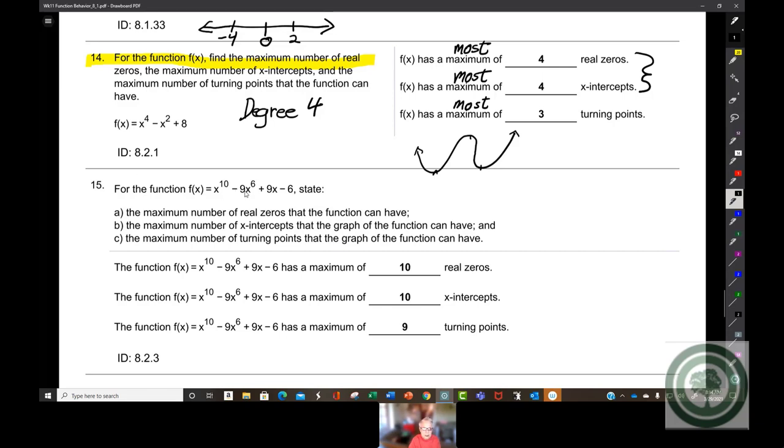Let's take a look at this horrible function. Thank goodness they're not asking us to find the zeros. Instead, all they're saying is, what is the maximum number of real zeros? In other words, the most. The most real zeros that this f of x can have are 10. So the most x-intercepts it can have is 10. And the most turning points it can have is 1 less than 10, which is 9.